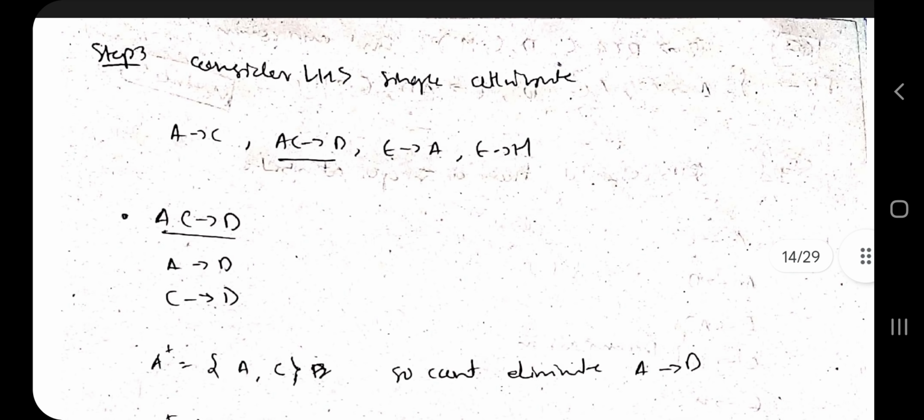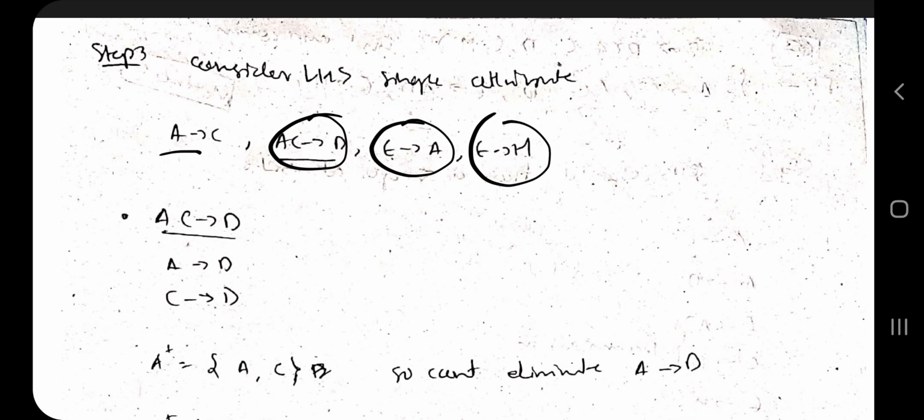A goes to C, so I'll write C here, and I have AC here, so AC goes to D, so I'll be writing D here. Now tell me, did I get H? No, we did not get H, therefore we will not eliminate E goes to H. So what is the final answer which we got? These are the four things which you have in the final answer. A goes to C, AC goes to D, E goes to A, E goes to H.